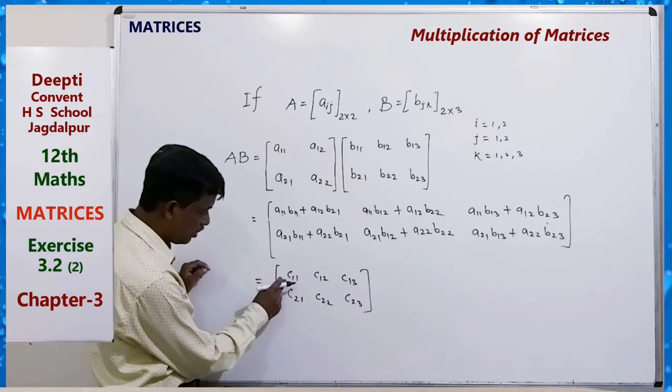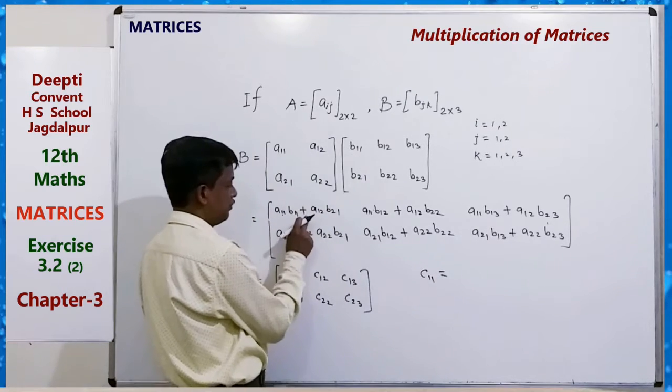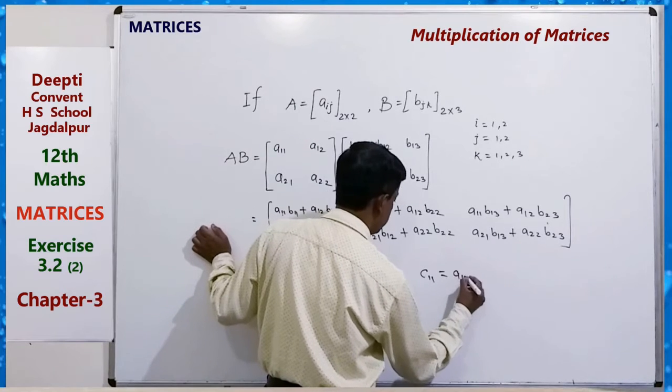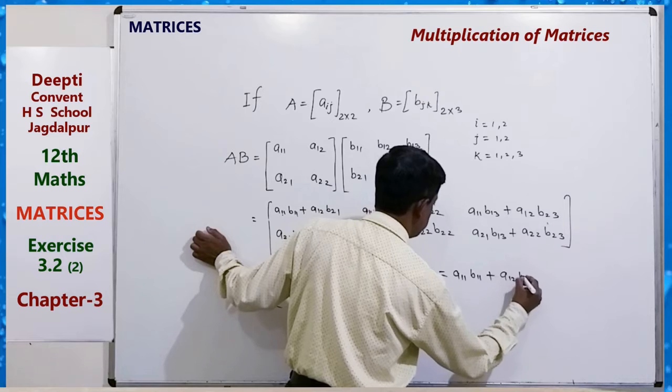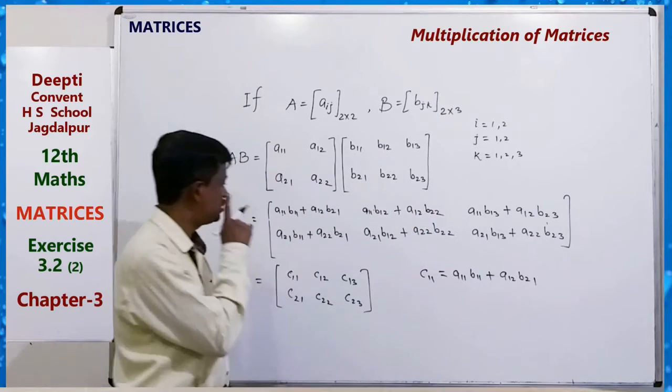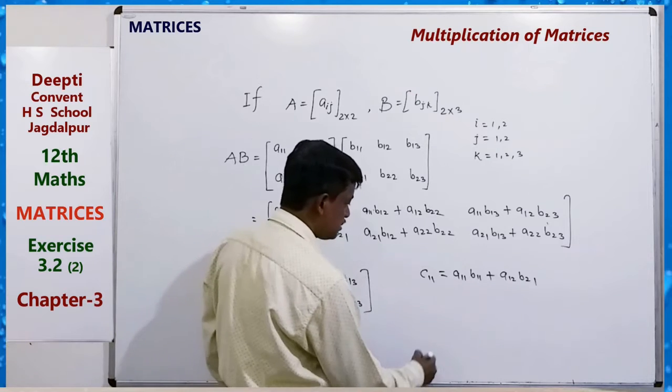So this is C 1 1. What is C 1 1? C 1 1 is this. That is A 1 1 B 1 1 plus A 1 2 B 2 1. This is C 1 1. So it can be generalized just like this.